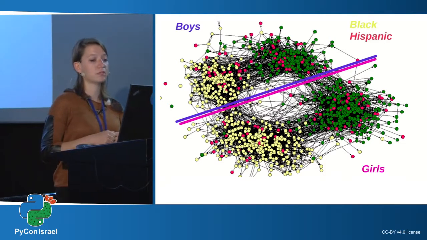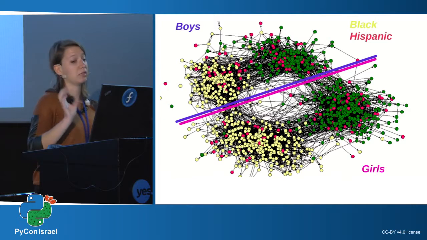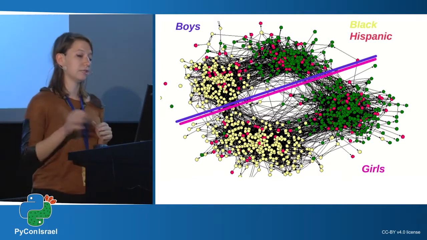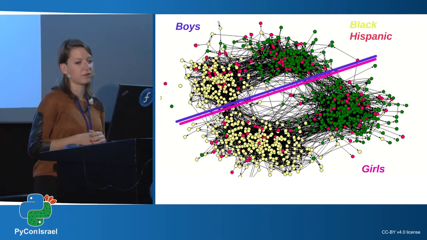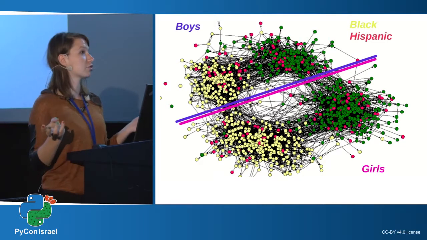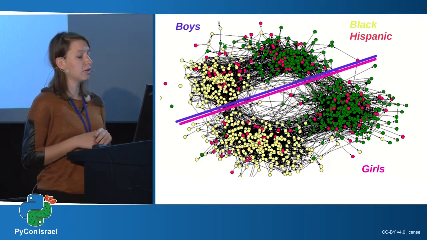On the top, you see there's a quite dense part among the boys, and then down below, you see the girls. And as you see, black and white students are not really having friendships. And Hispanic kids are actually the ones who connect them. So these are the visualizations where it's pretty useful.